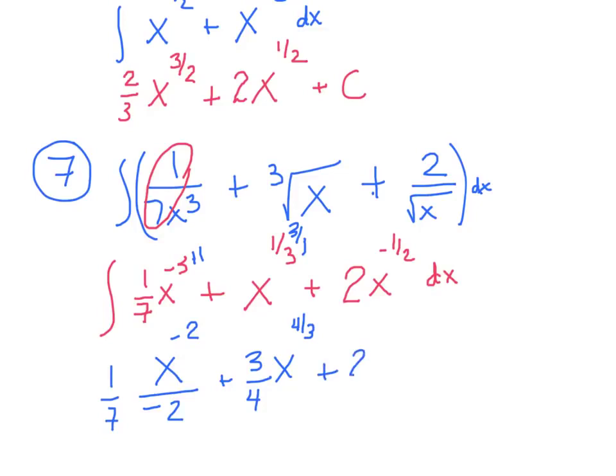Plus, I'm going to leave that 2 there. X raised to the add 2 over 2, that gets me 1/2. And instead of dividing by a half, multiply by 2. And then don't forget your plus c.